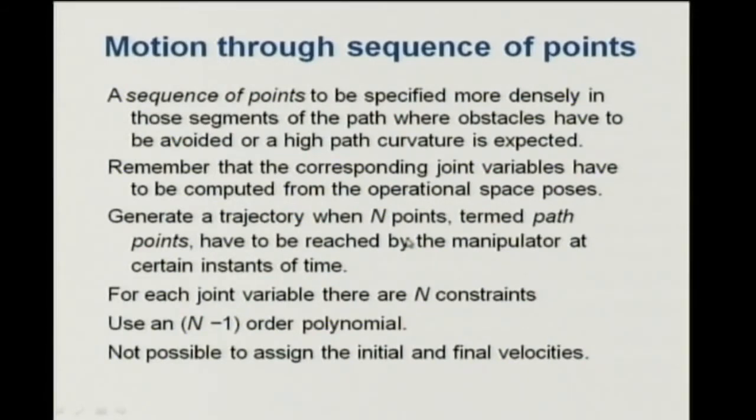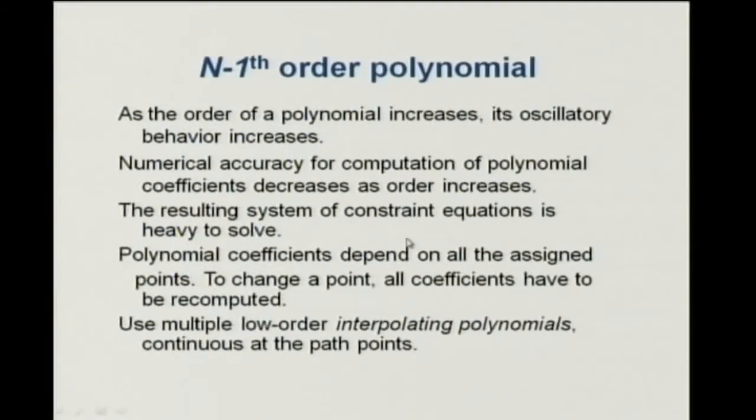The catch is, if I use an n minus 1 order polynomial, I can make it pass through all those points, but I cannot control the initial and final velocities, which is not a good idea. I need to say you start from rest, or you start with this velocity, whatever. That depends on the problem that I am working on. I should be able to specify that. But there are other problems also.